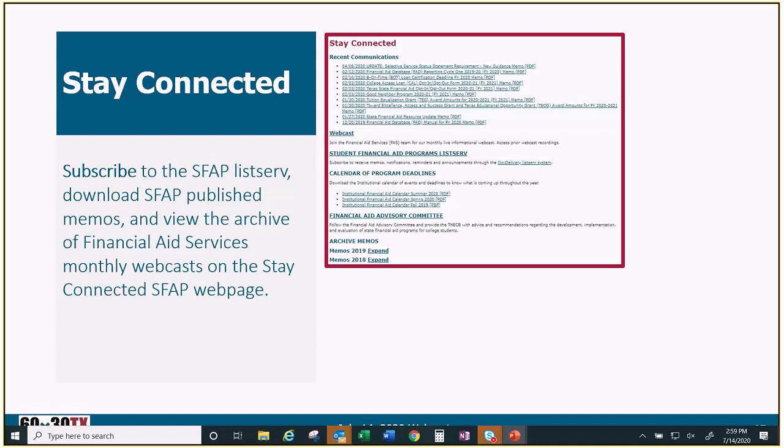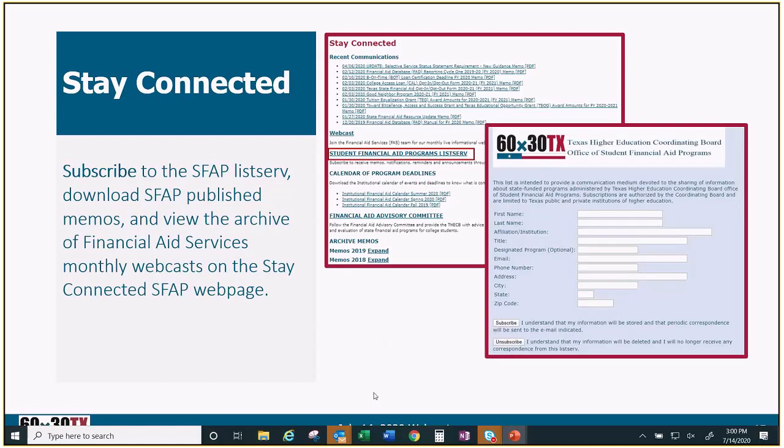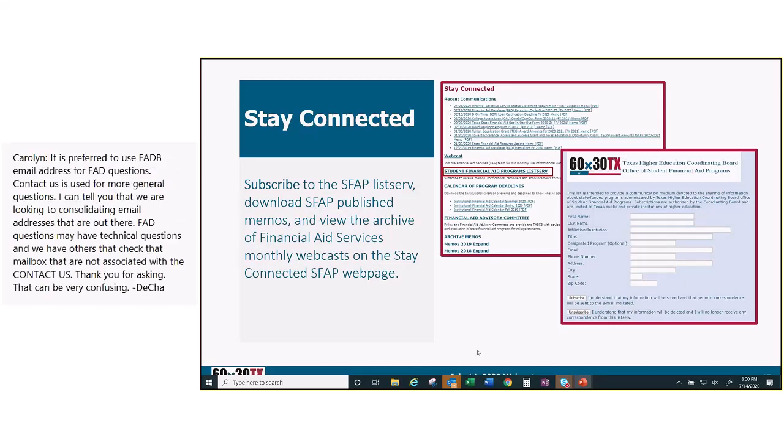So if you're wondering, you're like, I've never heard of that before, you'll want to check, and you can go onto our Student Financial Aid Program's webpage, go into the Stay Connected page, and then what I just circled is the listserv form. This form will pop up and you fill it in completely, and then based on your title and the type of school you're affiliated with, we'll put you in the appropriate topic listing.